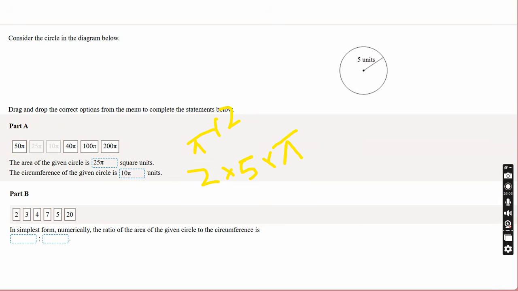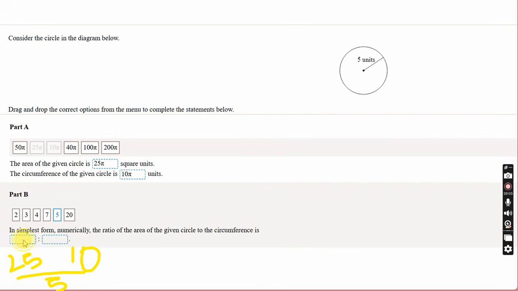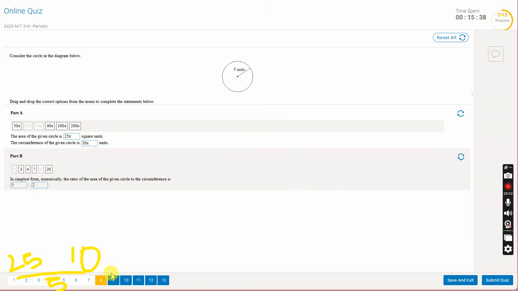And then you simplify it exactly the way they have told you. First write the numbers. The ratio of the area is 25. What is the circumference? That's 10, right? And then you divide both of these by 5. What do you get? 5 here and 2 in the second one. Okay, there you go. Let's go to the next one.